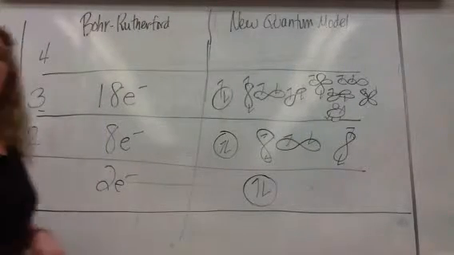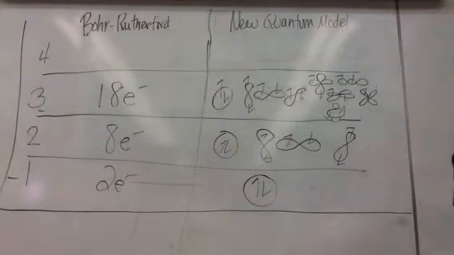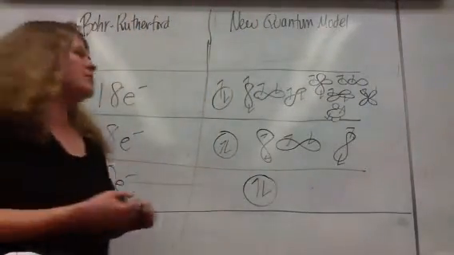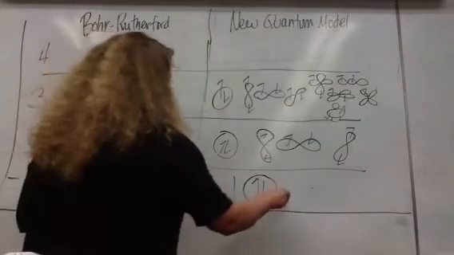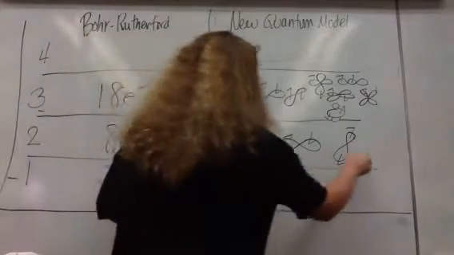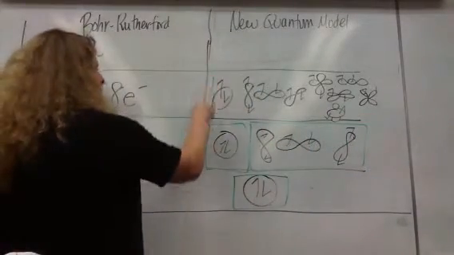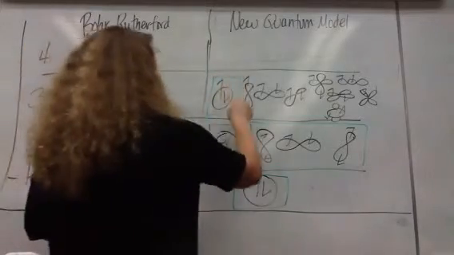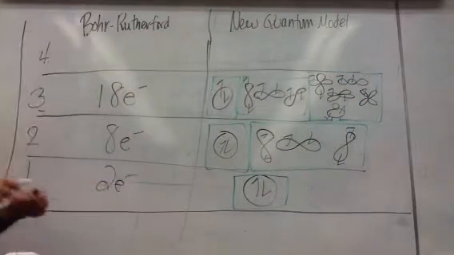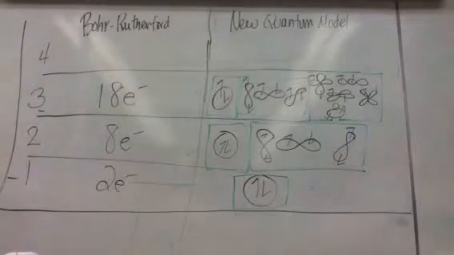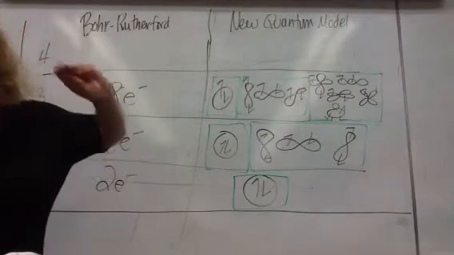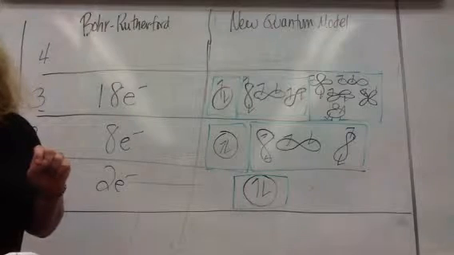Well, because the quantum model gives us a lot more detail, we can now start to talk not only about shells, but about subshells. So that's a subshell, that's a subshell, that's a subshell, there's a subshell, there's a subshell. So those subshells are all of the orbitals of the same shape on the same energy level.